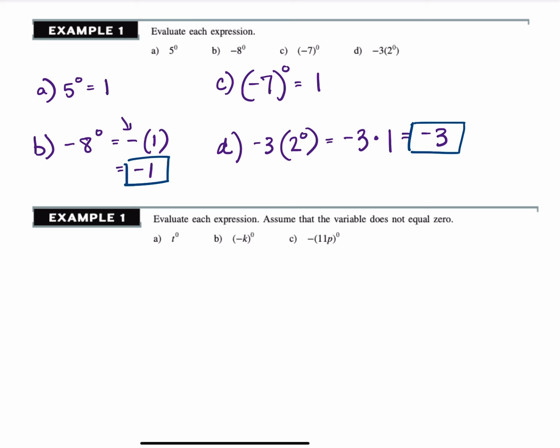And then we have some more examples where we have variables, and that will still apply even if we don't know what the variable is equal to, as long as we assume that the variable does not equal 0. That's our only condition here. So t to the 0 power equals 1. Part B, negative k in parentheses to the 0 power. So the negative is in the parentheses, so that becomes positive 1.